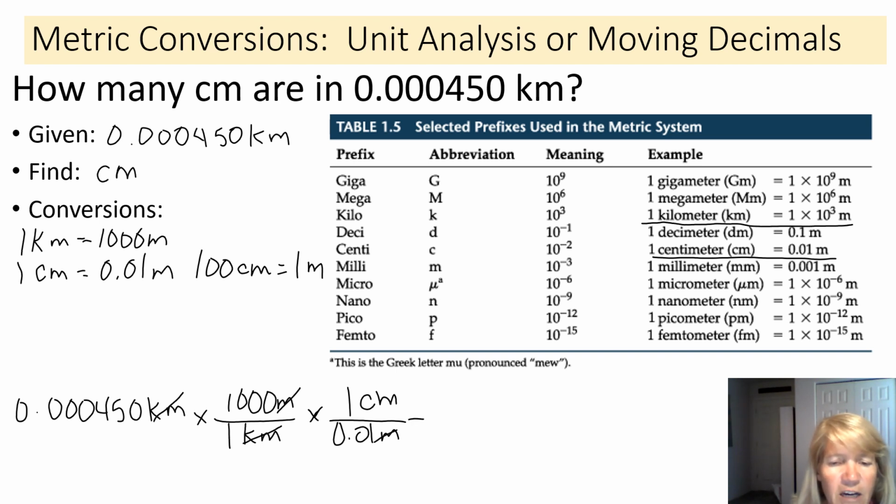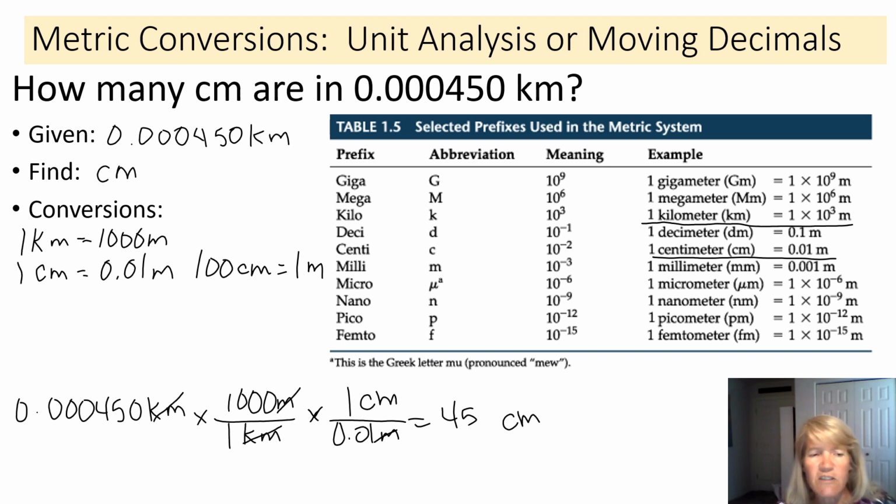So now I go to my calculator. And remember, numerator hit times, denominator hit divide. So I start with 0.000450 times 1,000 divided by 0.01 equals, and that's 45. And the units are centimeters.